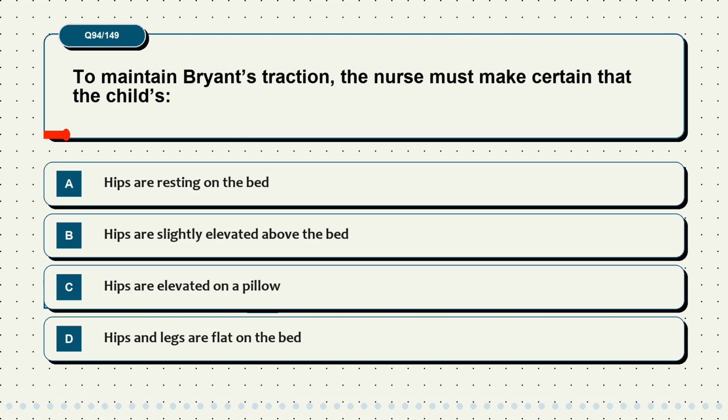Question 94. To maintain Bryan's traction, the nurse must make certain that the child's. Here are the options. Option A. Hips are resting on the bed. Option B. Hips are slightly elevated above the bed. Option C. Hips are elevated on a pillow. Option D. Hips and legs are flat on the bed.